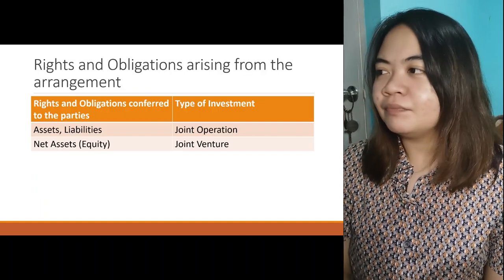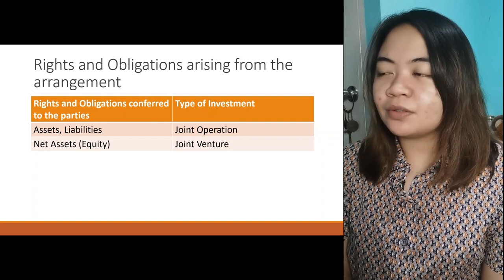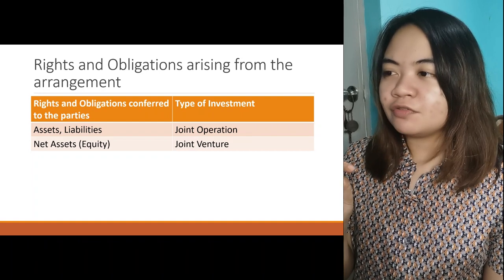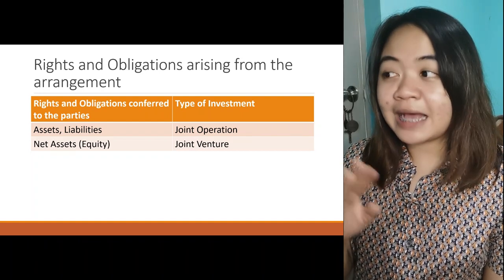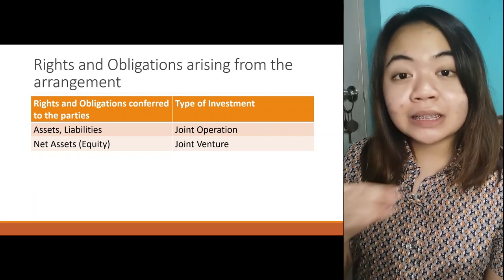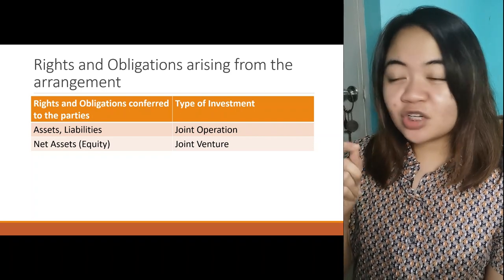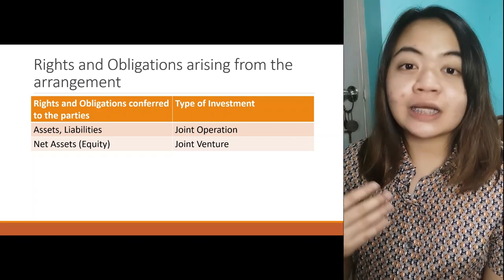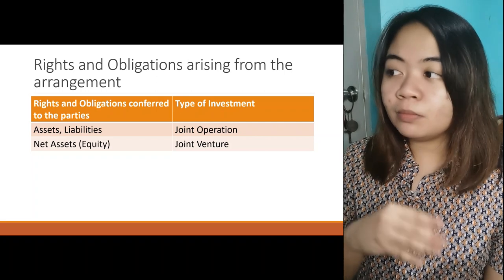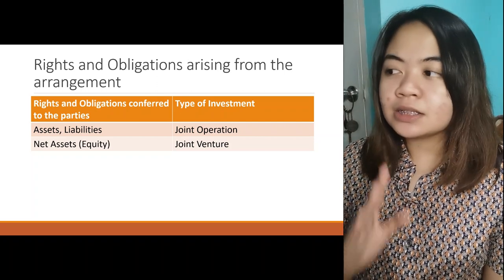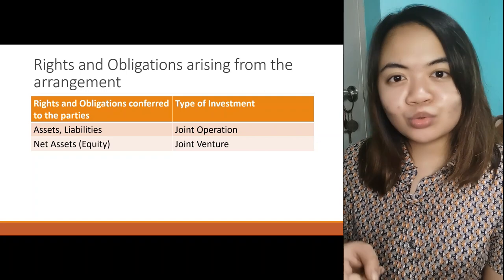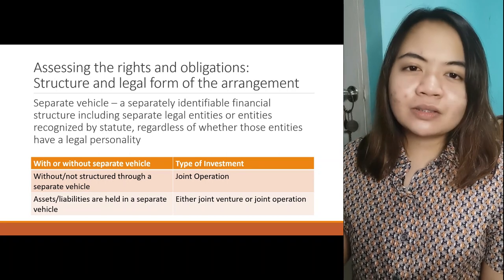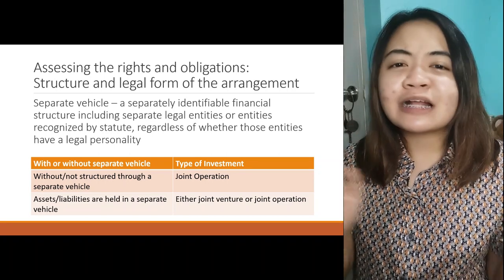Sige, elaborate natin. So we have rights and obligations arising from the arrangement. Ito yung sa definition pa lang, kita mo na agad. So we have rights and obligations conferred sa joint operation: assets and liabilities. Pag joint venture, the net assets or the equity. Again, joint operations, they have rights to the assets and obligations to the liabilities. So joint venture, they have rights and obligations to the equity or the net assets. Okay? What else? So, na-classify mo siya sa rights and obligations, pero parang vague pa rin.